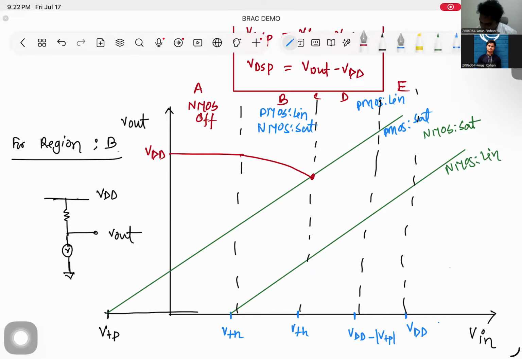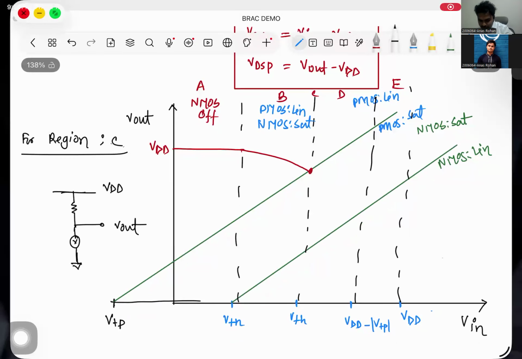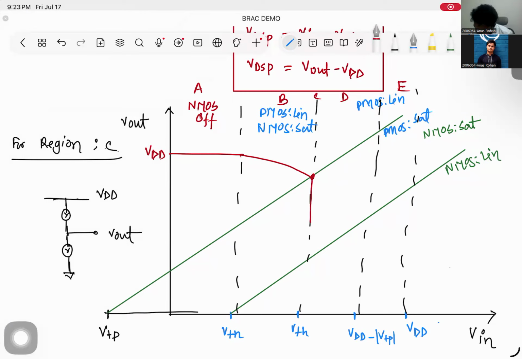So let's move on to our C region. In this region, our PMOS and NMOS both are in saturation. As both are in saturation, both will work like a current source. If we increase the input voltage a little, there will be a large voltage drop. So the output can drop like this, right? And then I think the curve should be a little bit better there.